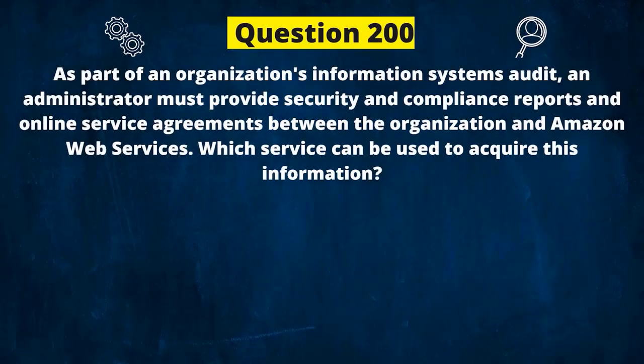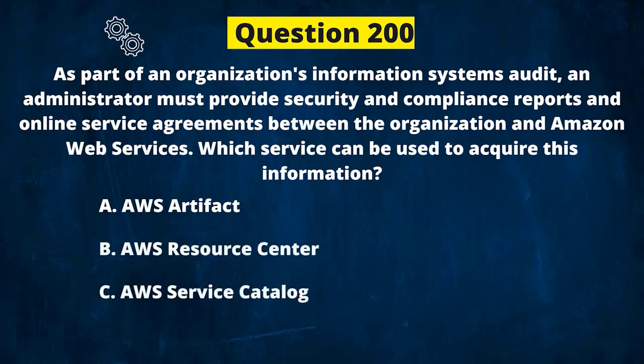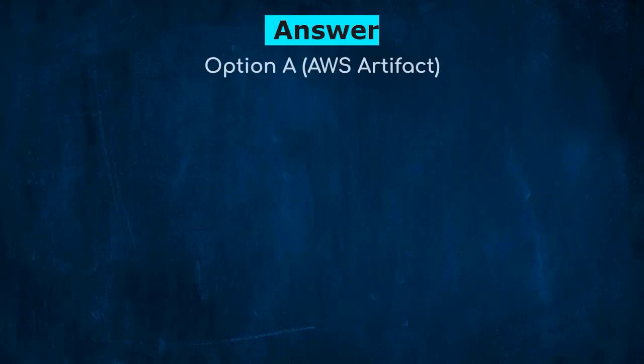Next question. As part of an organization's information system audit, an administrator must provide security and compliance reports and online service agreements between the organization and Amazon Web Services. Which service can be used to acquire this information? And the options are A. AWS Artifact, B. AWS Resource Center, C. AWS Service Catalog, D. AWS Directory Service. And the correct answer is option A.